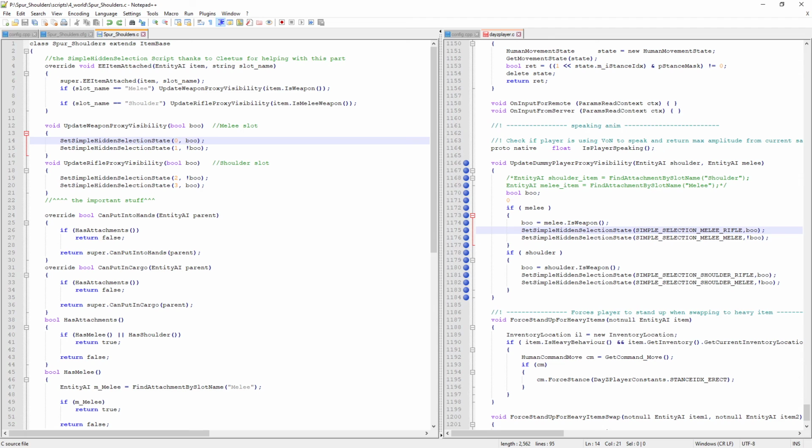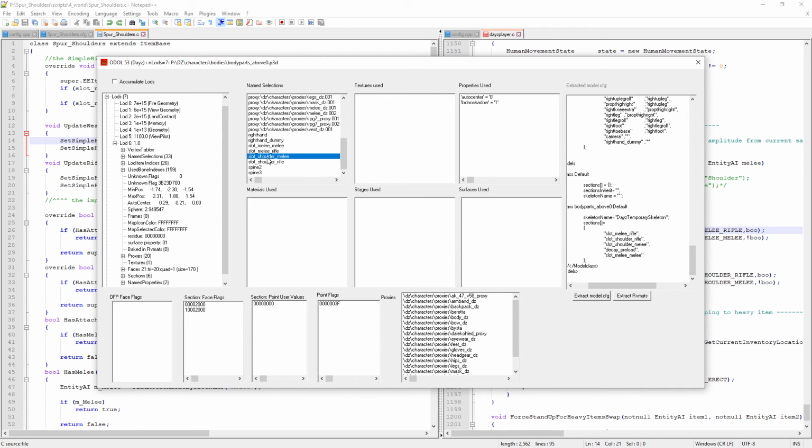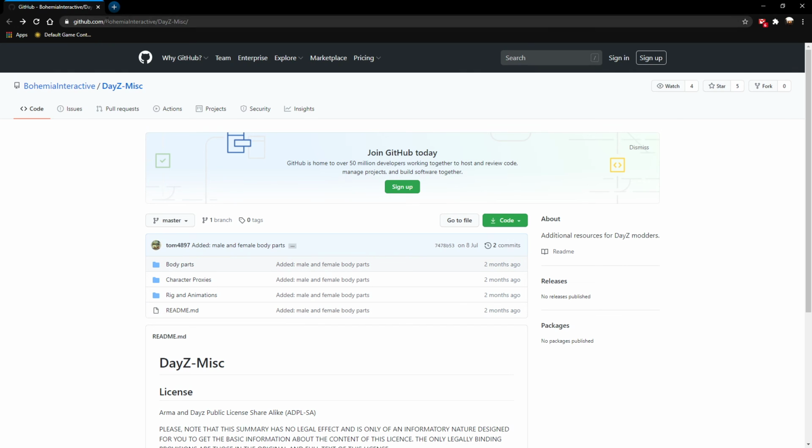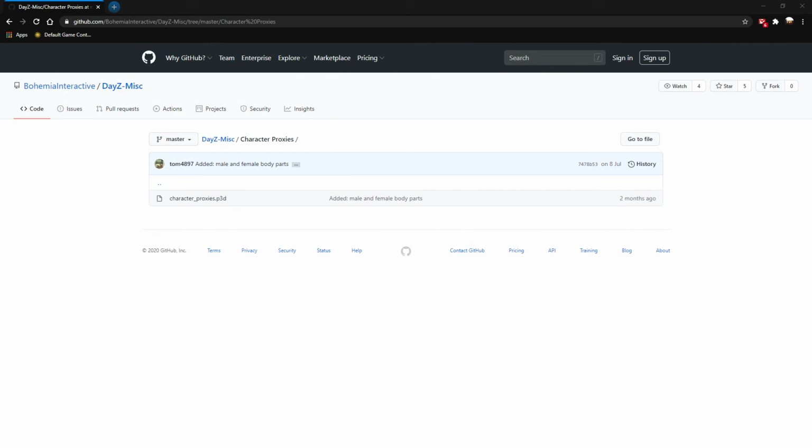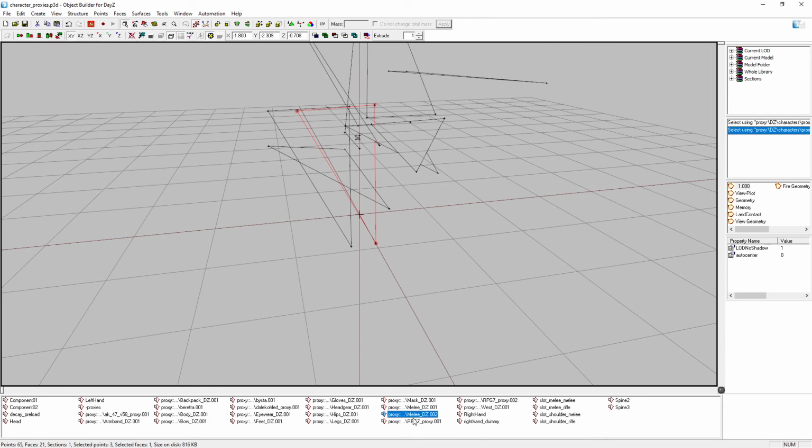But that wasn't the end of my story, because I had things round the wrong way, because I'd only learnt from Eliteness. I then found out that Bohemia had released these files. I'll link to this, which have the character proxies, and in the character proxies unbyronized P3D you've got the same RPG, the same information that Eliteness gave me. I can actually see how the proxies are placed, and it turns out that the two melee are one shoulder and the two RPG are the other. You have melee weapon, melee rifle. That's melee, melee, and then vice versa for the rifle.